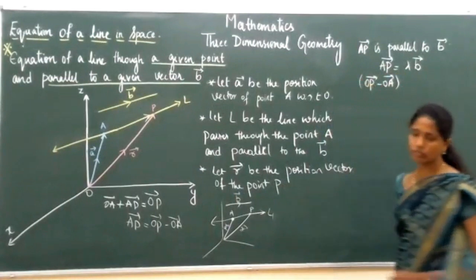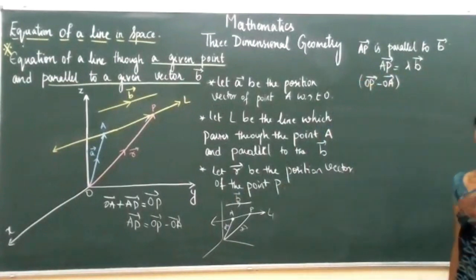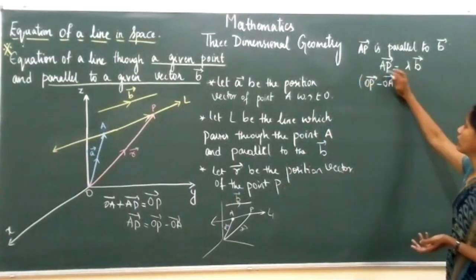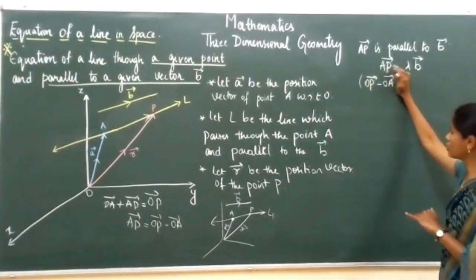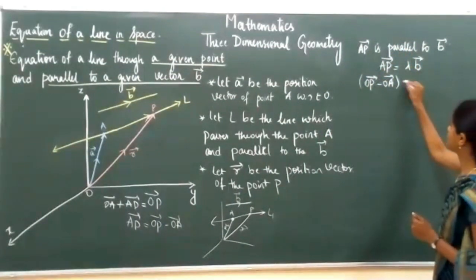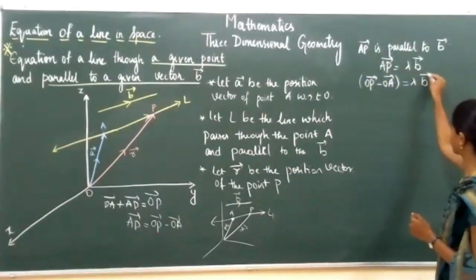Or simply you can remember when you have a vector in this form, that is initial point and the terminal point, you can write terminal point minus initial point, you get this one. Okay, this is equal to lambda times vector B.